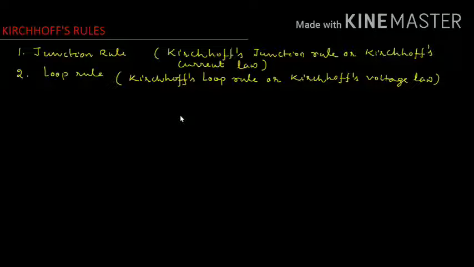Junction rule is also called Kirchhoff's junction rule or Kirchhoff's current law, and loop rule is also called Kirchhoff's loop rule or Kirchhoff's voltage law. So what is a junction? Two or more conductors meet at a point in an electric circuit. That point is called a junction or node or branch point. So let us first discuss junction rule.